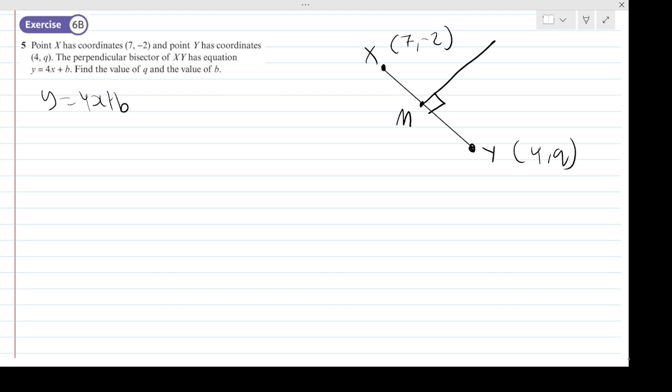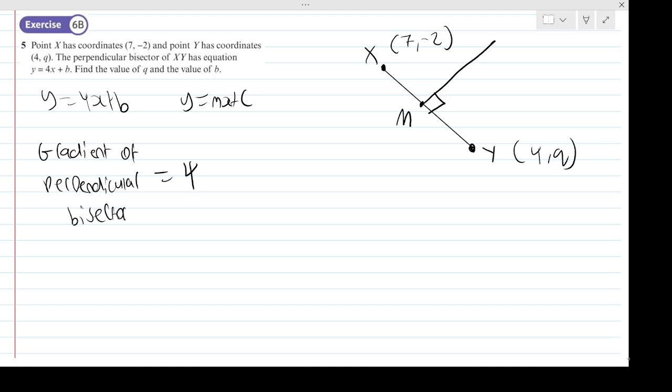There's probably multiple different ways we can do it in the order we can do it. I think potentially this idea of it being perpendicular is staring at me. Because I have this equation in the form y is mx plus c. They're giving us quite kindly 4 for the gradient here. So that means 4 is the gradient of the perpendicular bisector, right? So the gradient of the perpendicular bisector is 4, okay?